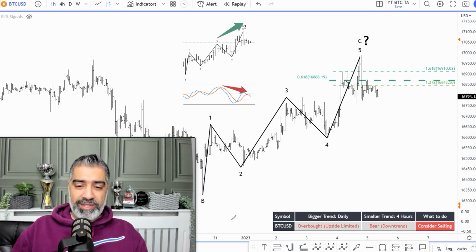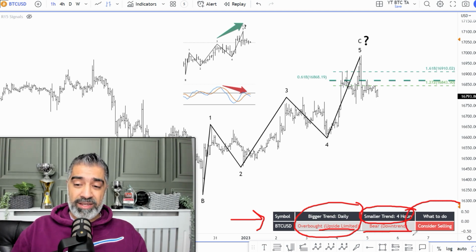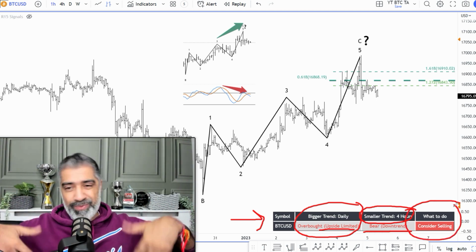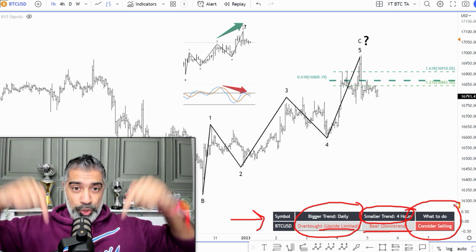Well, using the trend identifier dashboard, the daily momentum is overbought, and it tells us that the upside should be limited, and the smaller 4 hour momentum is bearish, meaning it's a downtrend. The dashboard tells us consider selling. In other words, we can short the market. Or if you're taking profits, you're already long, time to take profits, but now it's looking good to short Bitcoin.